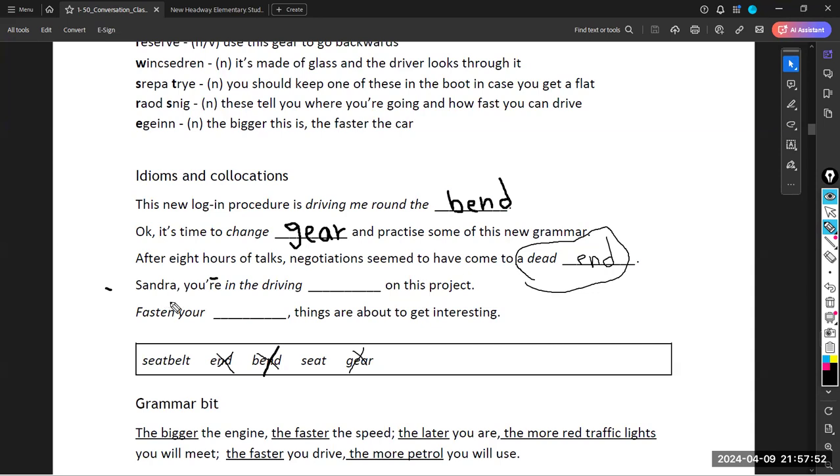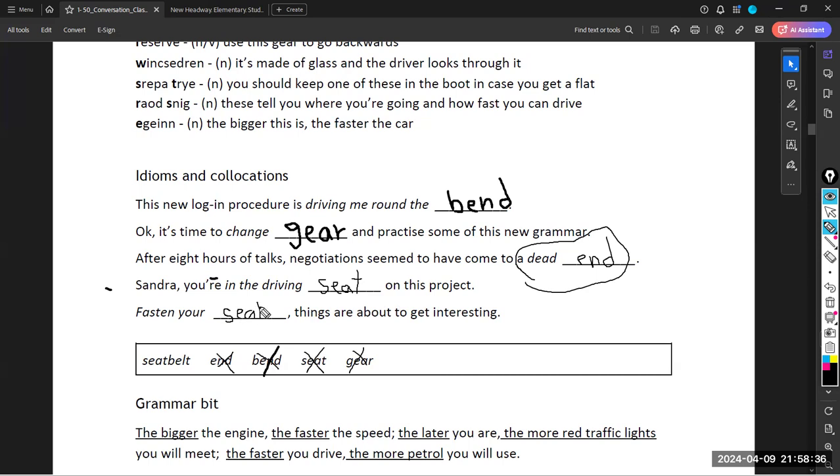Now we have: Sandra, you're in the driving seat on this project. In the driving seat. Exactly, yes. What is the meaning of a driving seat? موقع القيادة. A driving seat, exactly. So you are in the driving seat on this project. And: fasten your seatbelt. Exactly, thank you. So driving seat. Now, fasten your seatbelt.